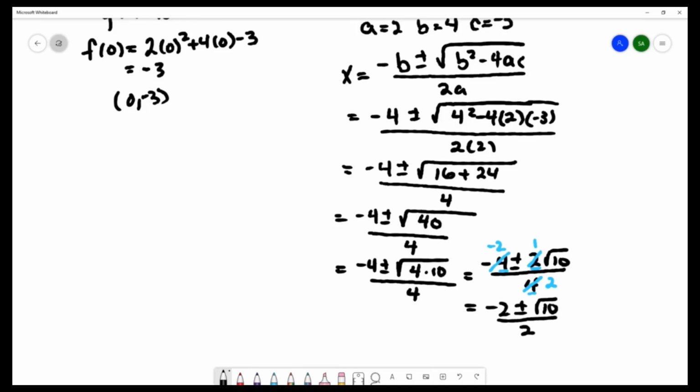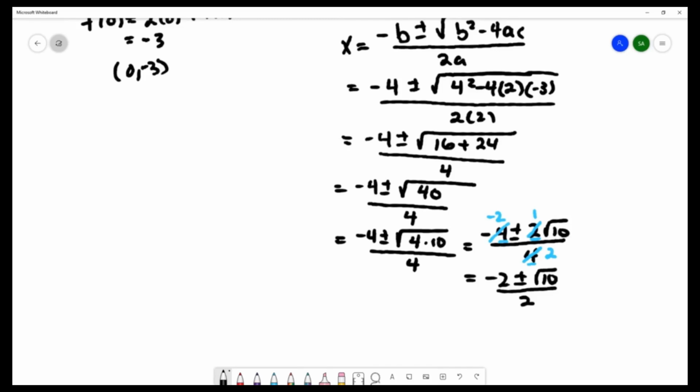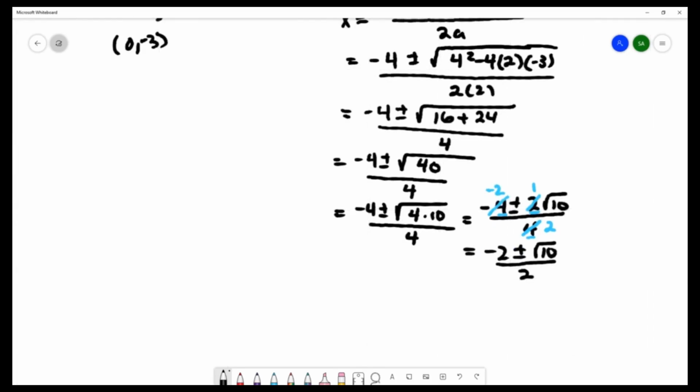Now, occasionally you'll see the answer written in a slightly different way, as individual fractions instead of one large fraction. So I could also write the answer like this, negative 2 over 2 plus or minus square root of 10 over 2. The fraction on the left can be reduced, so that would be negative 1 plus or minus square root of 10 over 2.